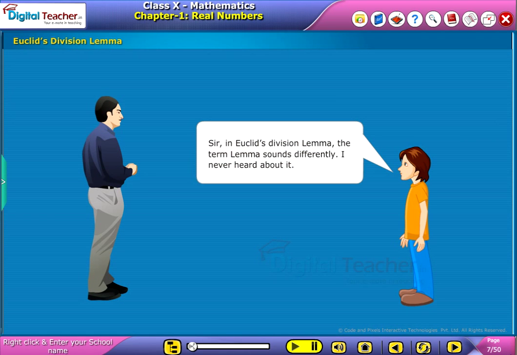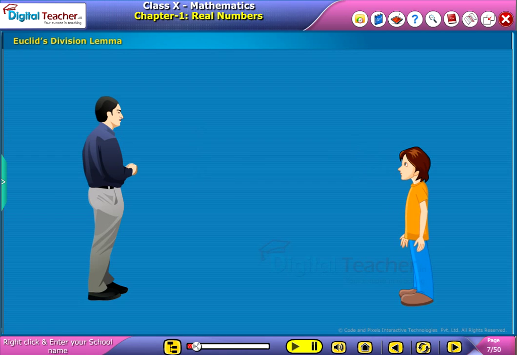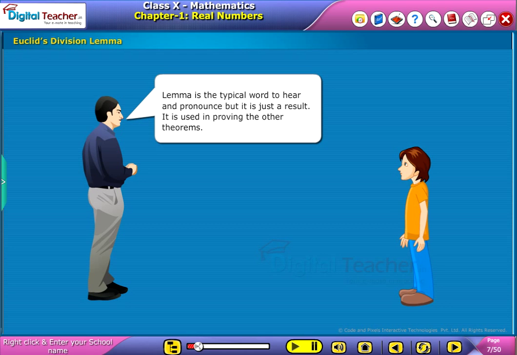Sir, in Euclid's division lemma, the term lemma sounds different. I never heard about it. Lemma is a typical word to hear and pronounce, but it is just a result. It is used in proving other theorems.